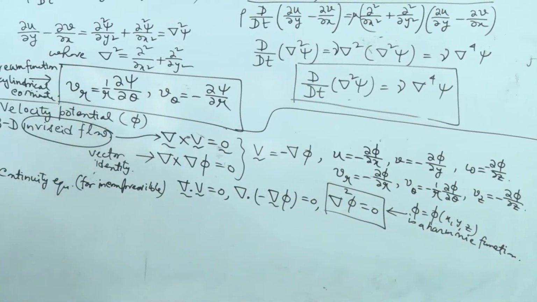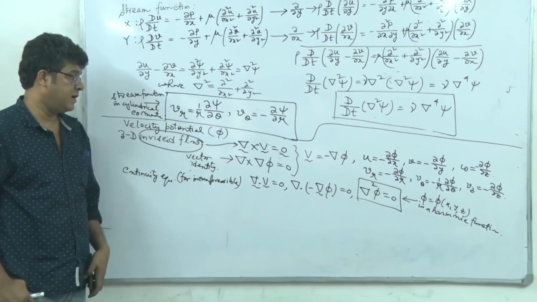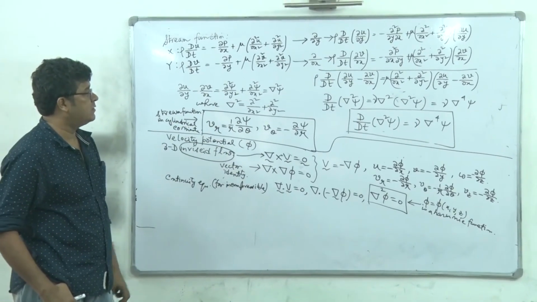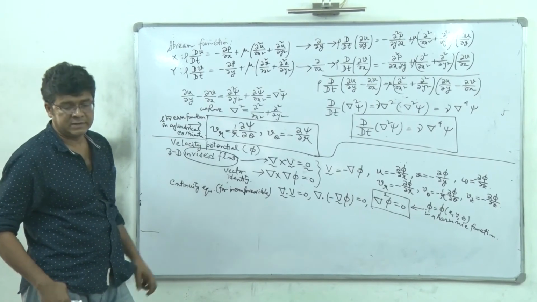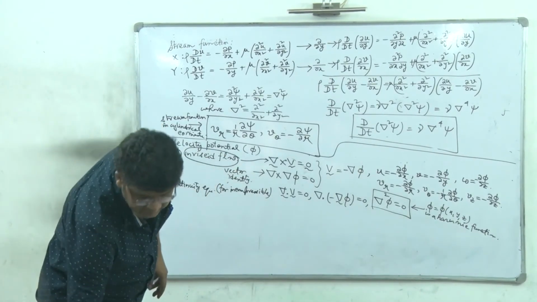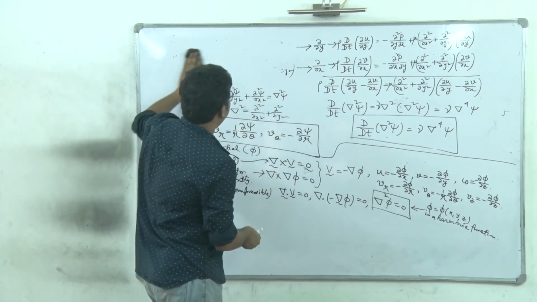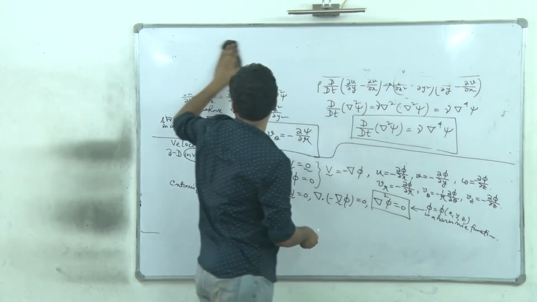So now we will see there is a common domain where both the definition of velocity potential as well as the definition of stream function are valid, and that's what let's see. Basically this domain is hydrodynamically referred to as potential flow. So what is that?